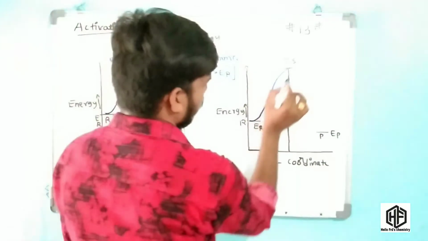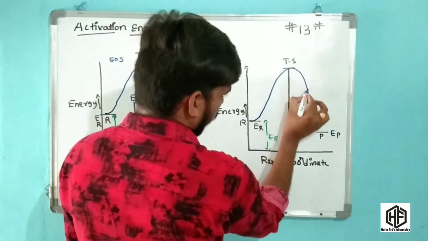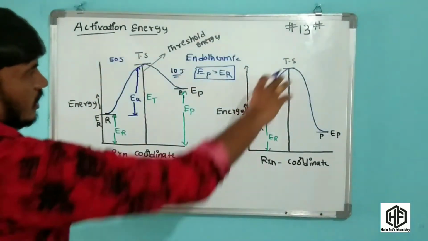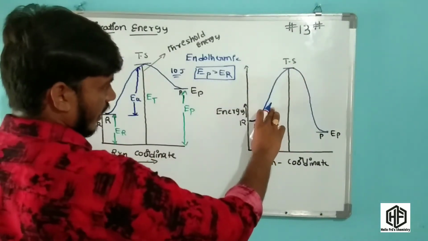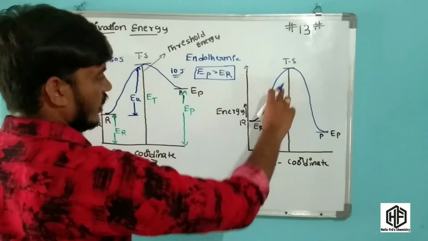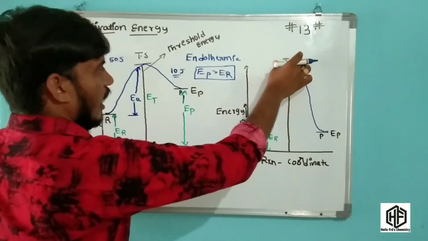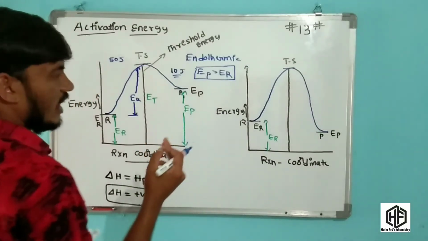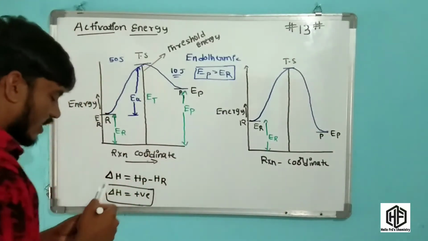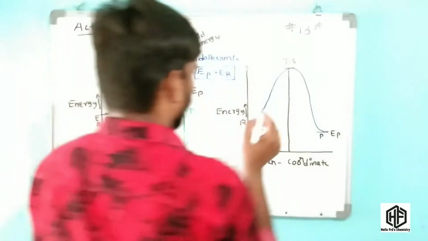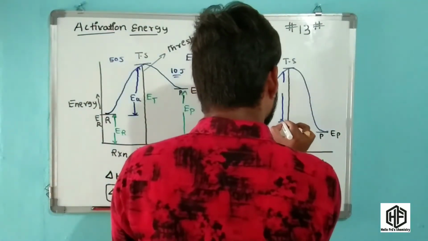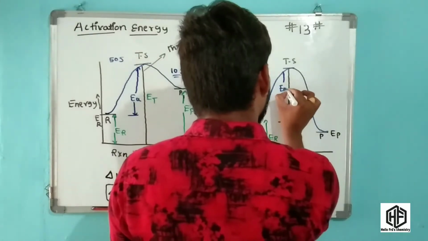This is the transition state, and after this it is converted to the product. Okay, friends, this is the transition state, and this is the reactant energy. If some energy is gained by the reactants to cross this energy barrier or transition state, that energy is called activation energy. This is the activation energy.